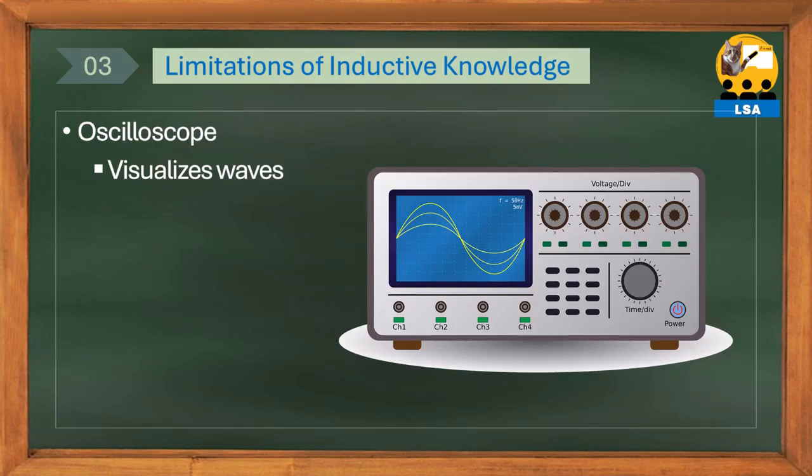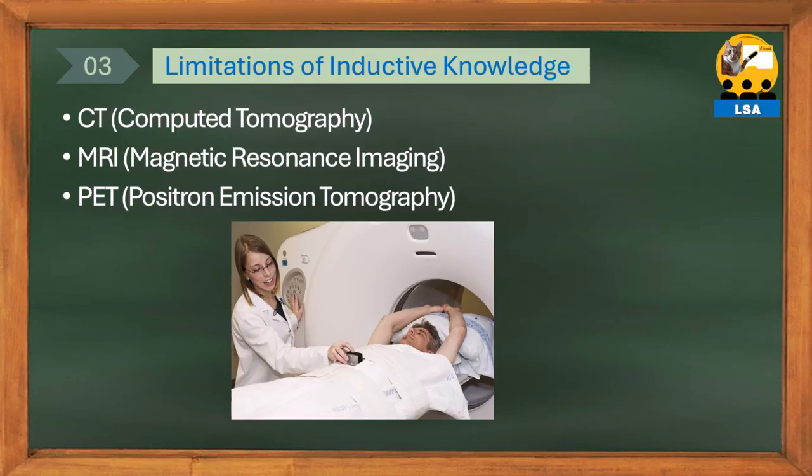Oscilloscope. It is a tool that visualizes waves. Medical equipment includes CT, MRI, PET, etc. You will hear these terms often in daily life in the future. Here, a positron is an electron that has a positive charge, unlike a regular electron which has a negative charge, hence it's called a positron.